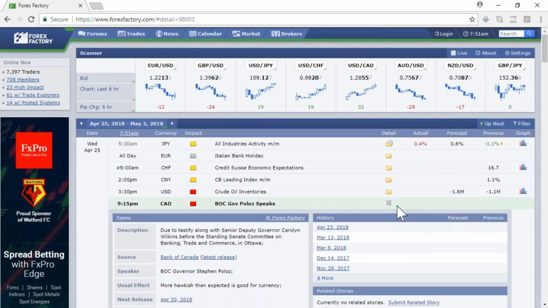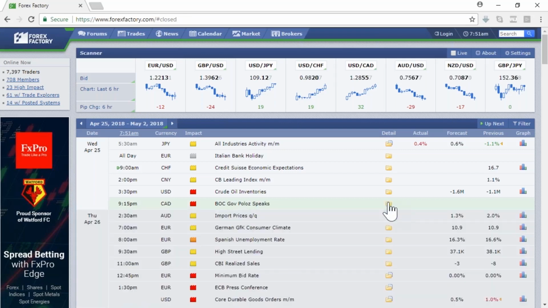And as you can see, not an awful lot of other information. It's important to note that it's an Italian bank holiday today. It's Liberation Day in Italy, so trading volumes may be a little bit lighter, and we do have Governor Macklem speaking from the Bank of Canada before the Standing Senate Committee on Banking, Trade and Commerce.